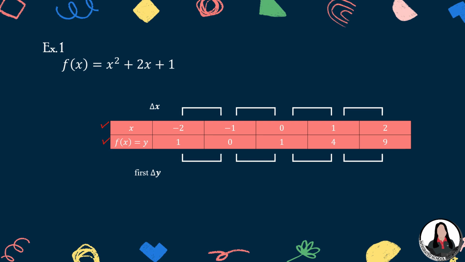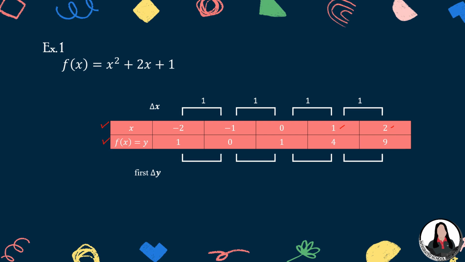So, let's start with 2 here. Okay? So, from 2, pupunta kayo kay 1. 2 minus 1, that is 1. 1 minus 0, that is 1 also. 0 minus negative 1, that is positive 1. And negative 1 minus negative 2 is positive 1 also. Okay? So that is the pattern. Let us look at the first change of y.